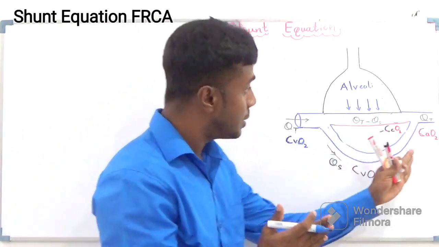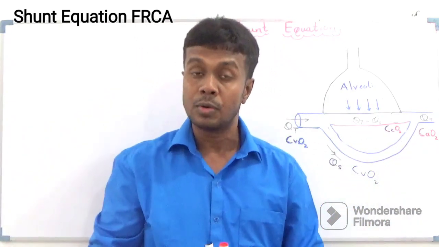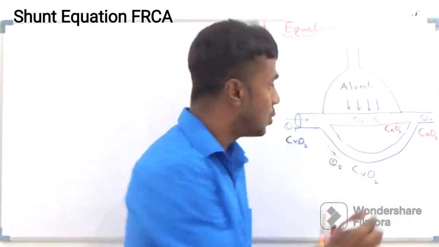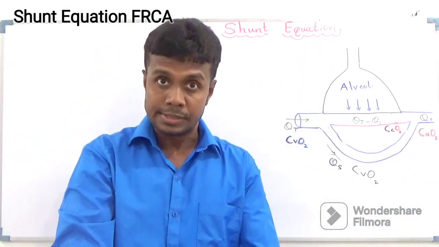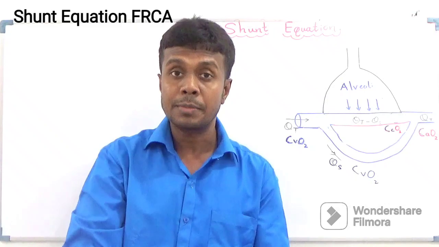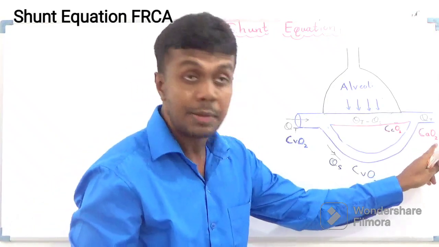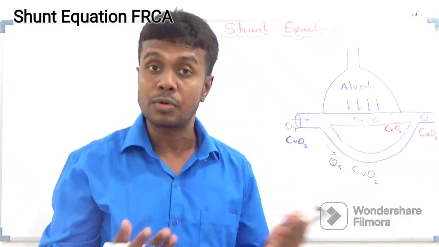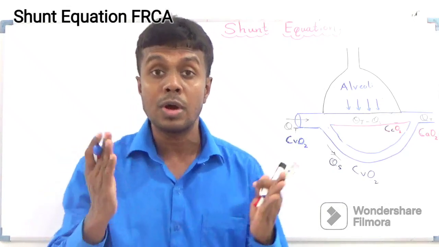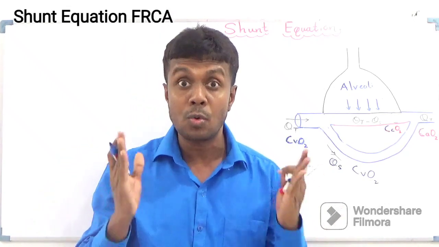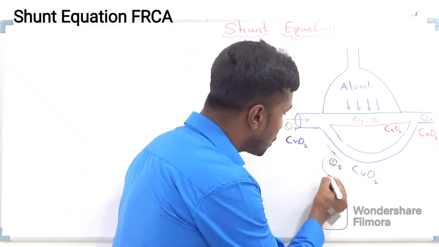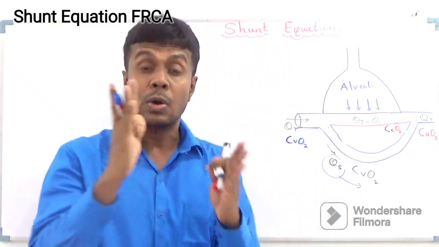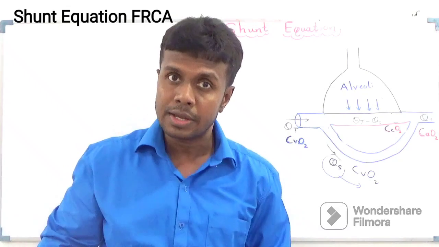The amount of oxygen present in your arterial blood, or pulmonary venous blood, is called CaO2. You can simply check it by doing an arterial blood gas, which gives the arterial amount of oxygen. Now I am going to calculate how much blood goes through your lung without participating in gas exchange.